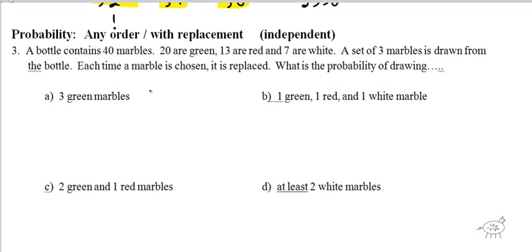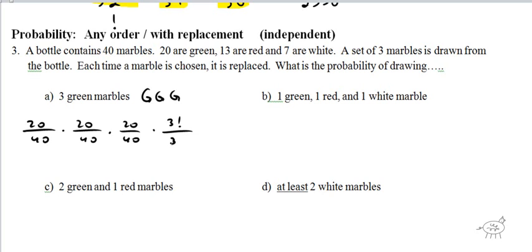So what I want you guys to do is write out green, green, green. So again, I'm replacing it. They're independent. I keep putting it back. So do you guys agree? It's 20 out of 40 times 20 out of 40 times 20 out of 40 times 3 factorial over 3 factorial.